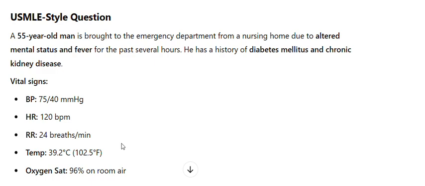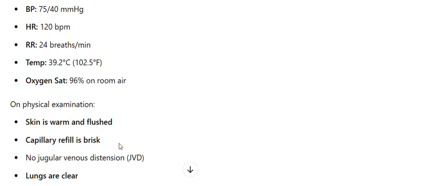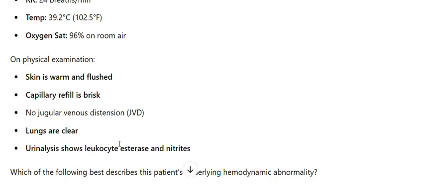On physical examination, skin is warm and flushed. Capillary refill is brisk. No jugular venous distension, JVD. Lungs are clear. Urinalysis shows leukocyte esterase and nitrites. Which of the following best describes this patient's underlying hemodynamic abnormality?